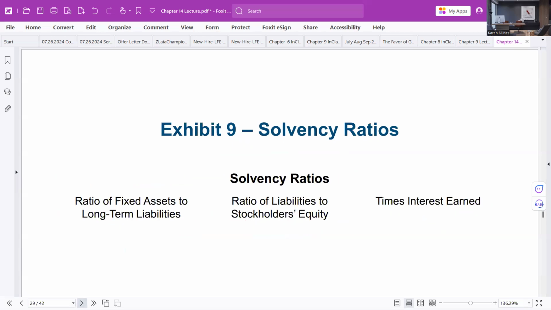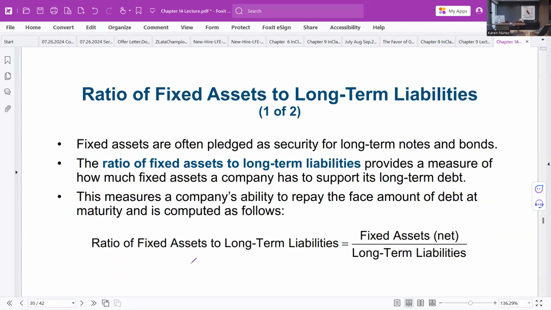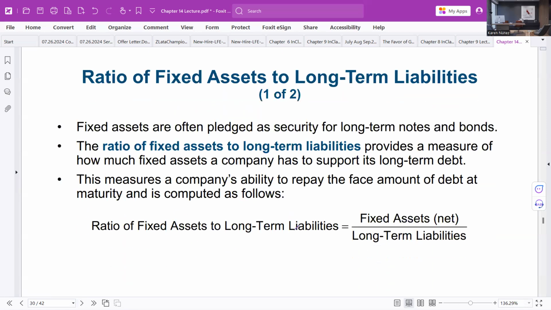So a couple of ratios that we will look at, this first one, the ratio of fixed assets to long-term liabilities and the ratio of liabilities to stockholders' equity. We won't look at the times interest earned in this chapter. So the first measure, the ratio of assets to liabilities.